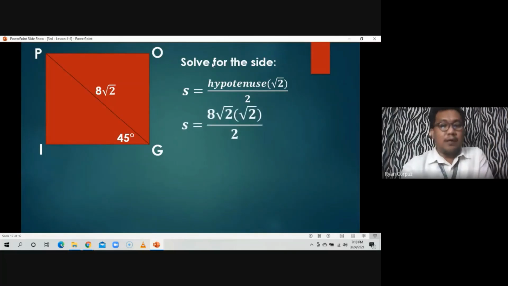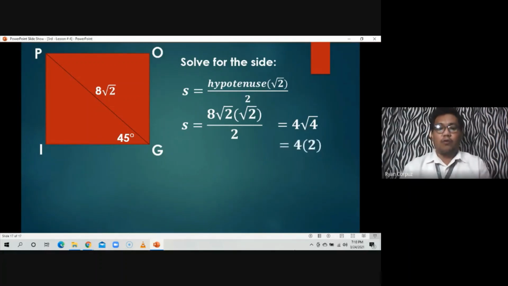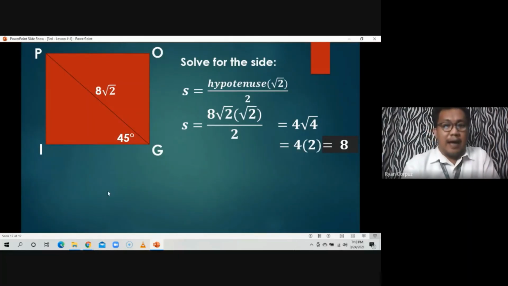So substitute: the hypotenuse is 8 square root of 2 times square root of 2 divided by 2. We can divide 8 by 2, that would be 4. And square root of 2 times square root of 2 is square root of 4. So we have 4 times square root of 4, and square root of 4 is 2. Right? So 4 times 2 is equal to 8. Therefore, the measure of the leg is 8. So this side measures 8. Since it is a square, the other 3 sides also measure 8.